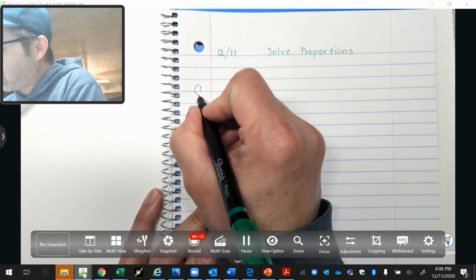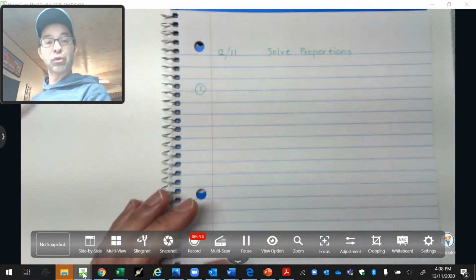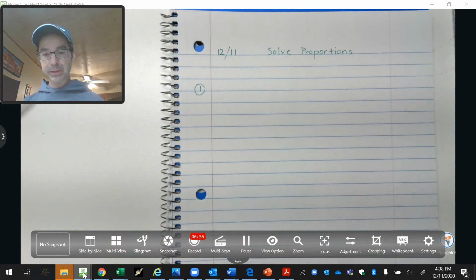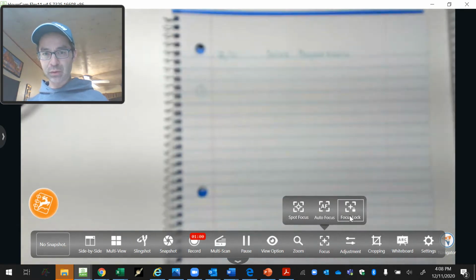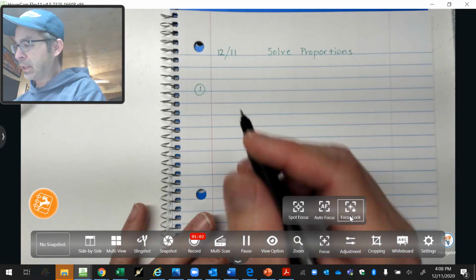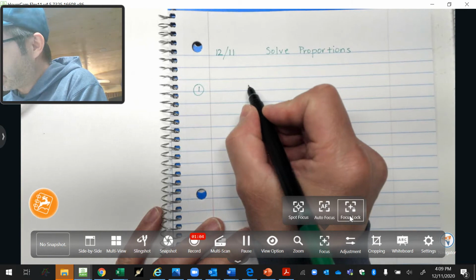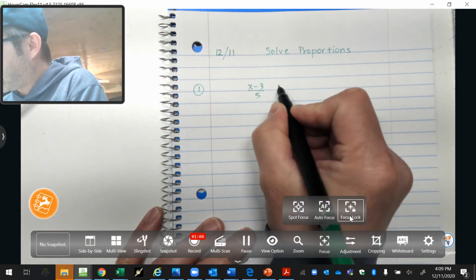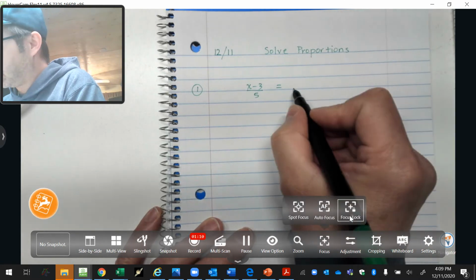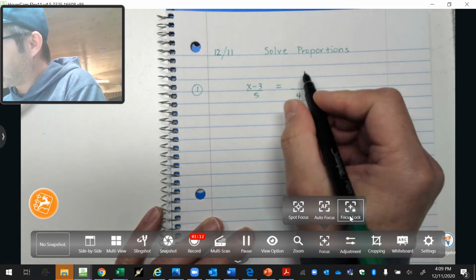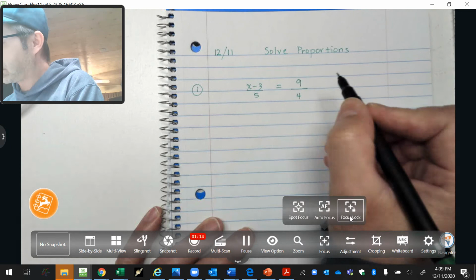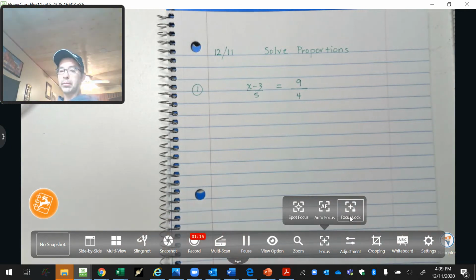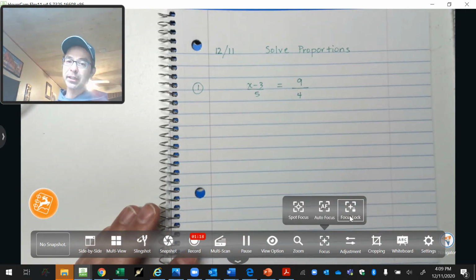The lesson had 3 parts, so we're going to do 3 examples. Let me auto-focus this for you. There we go. Alright, first one: (x minus 3) over 5 equals 4 over 9. Hopefully these numbers work out. My guess is I'm going to get a decimal answer, but that's okay.